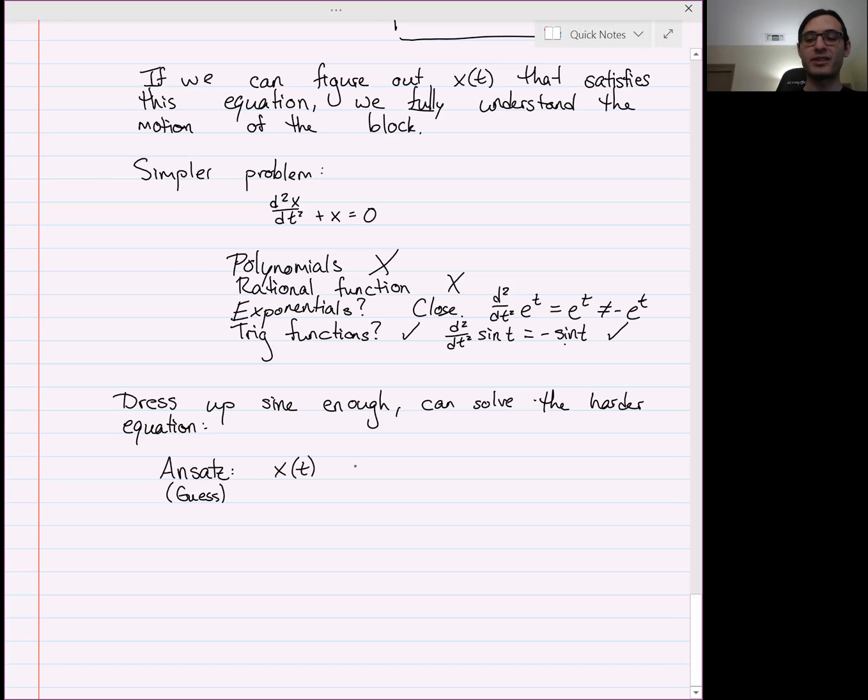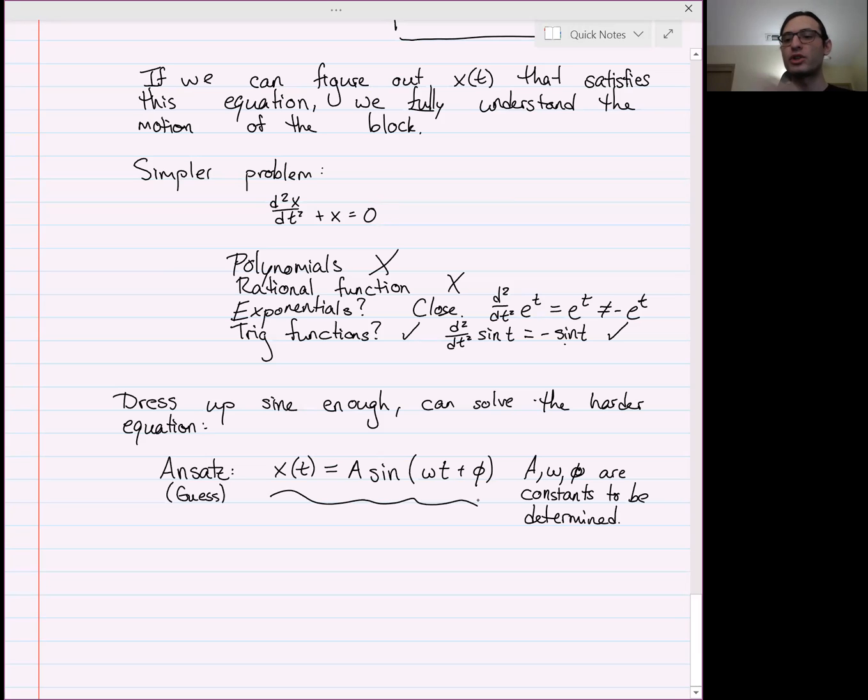Let's say that x of t has the form A, where A is just some number, times the sine of omega, which is also just some number, times t, plus the Greek letter phi. It's not 0, that's a Greek letter phi. So here, A, omega, and phi are constants to be determined. So this is our guess, and now to see if our guess is good, we should be able to plug this thing into our original equation.